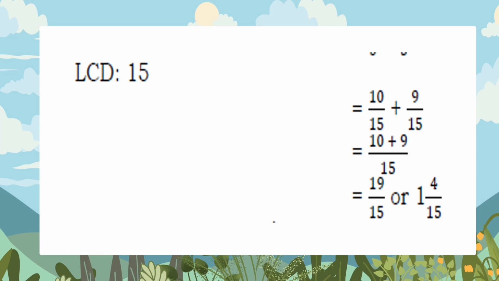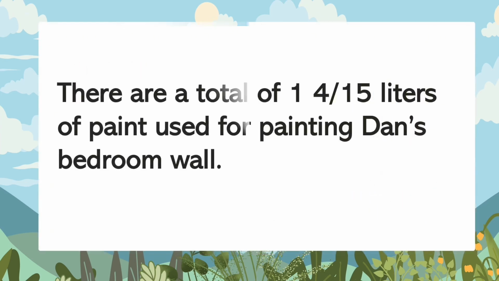Here is our computation to the problem. So the answer is, there are a total of 1 and 4/15 liters of paint used for painting Dan's bedroom wall.